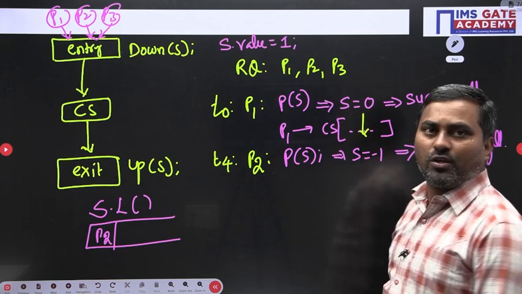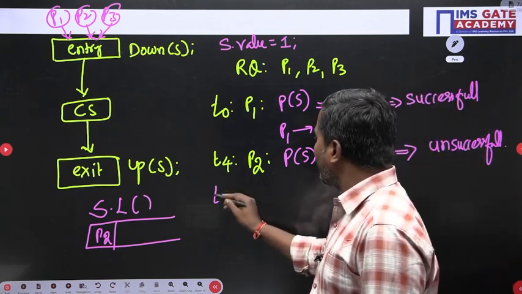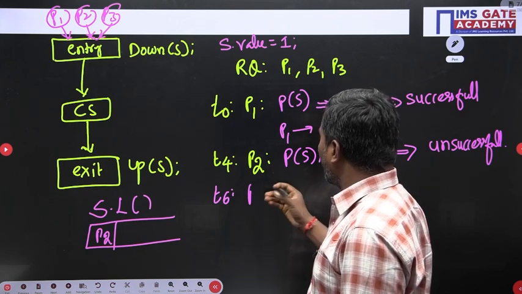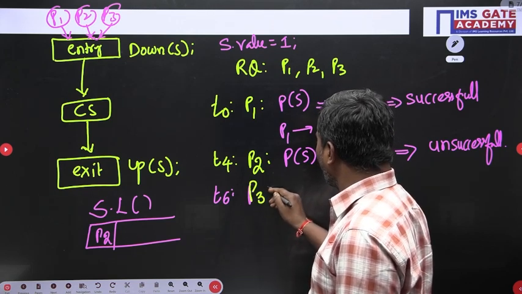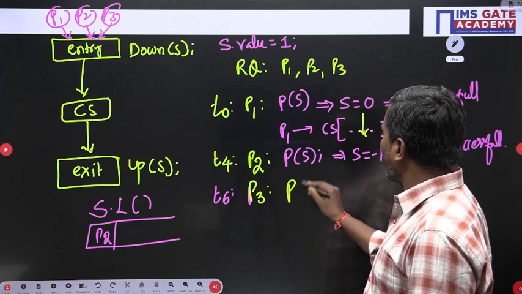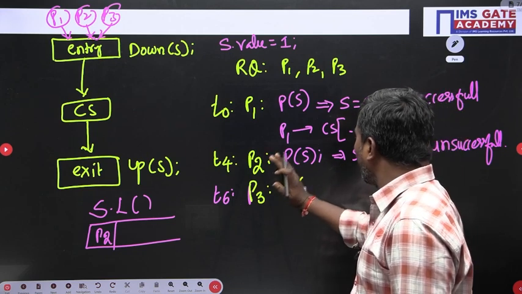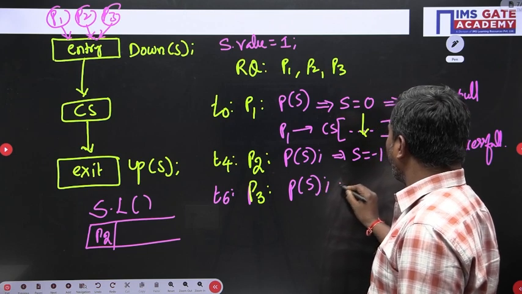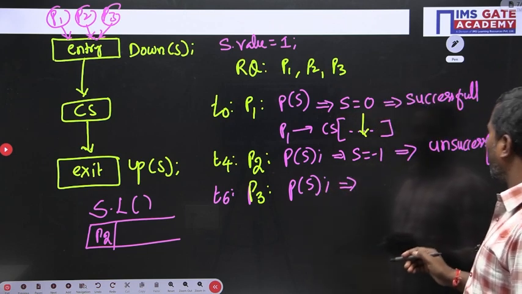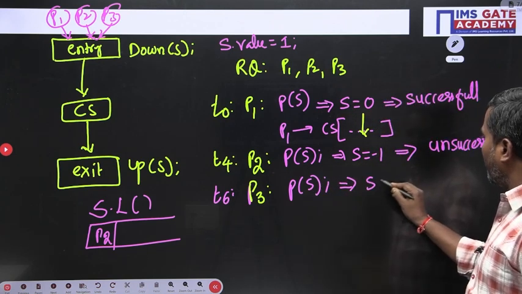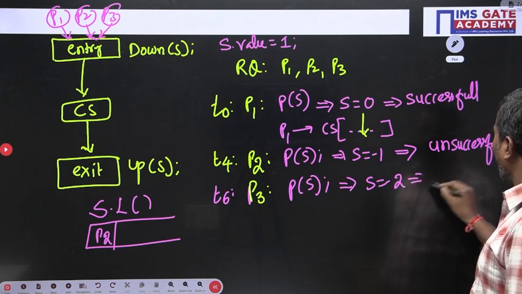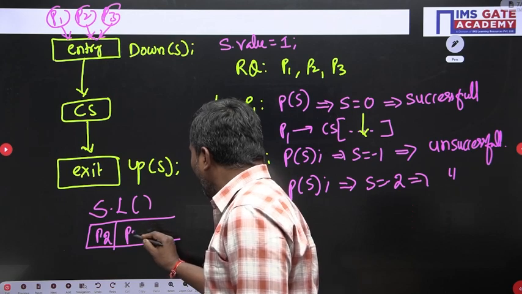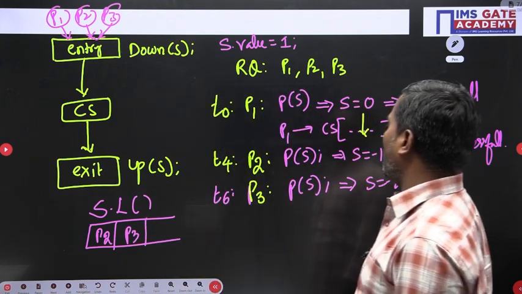When process P2 got blocked, the ready queue is left with process P1 and P3. Suppose at time T6, process P3 is scheduled. Now process P3 is going to run P of S. What is the S value currently? -1. Now the S value becomes -2. This is also an unsuccessful operation, so block it. Process P3 is also blocked here.